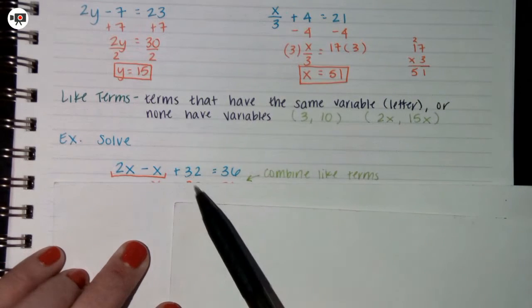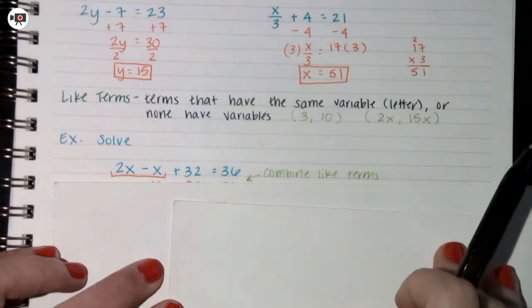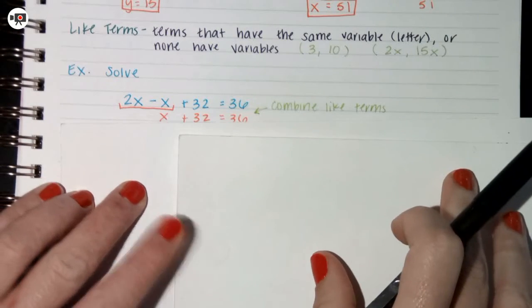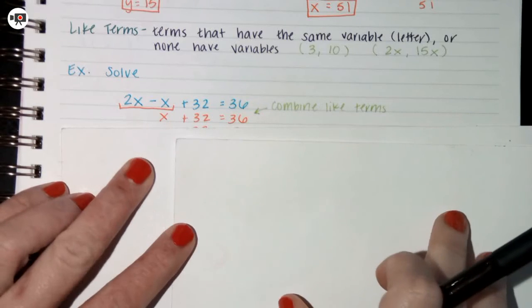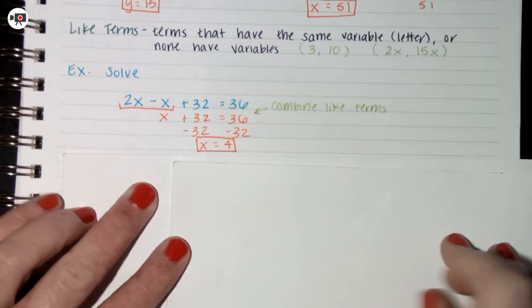So 2x minus x plus 32 equals 36. I can have 2x minus x. 2 minus 1 is 1, so that's x plus 32 equals 36. Then subtract 32 to get x equals 4.